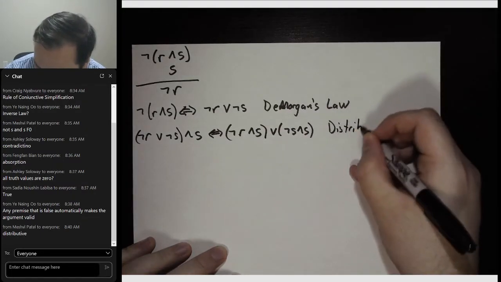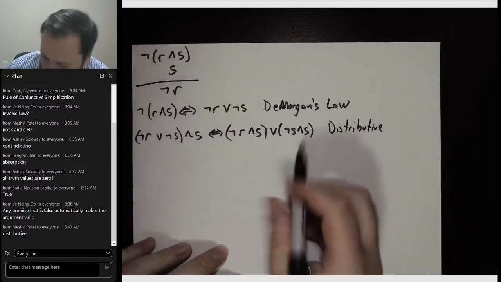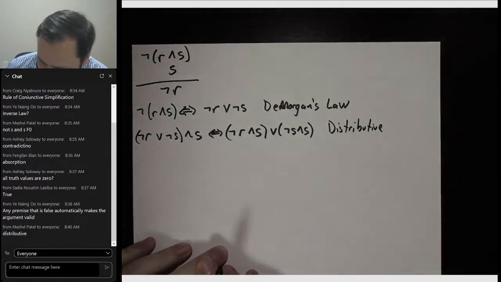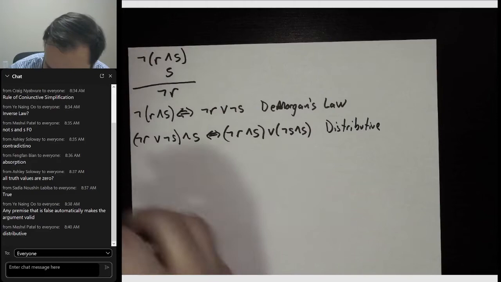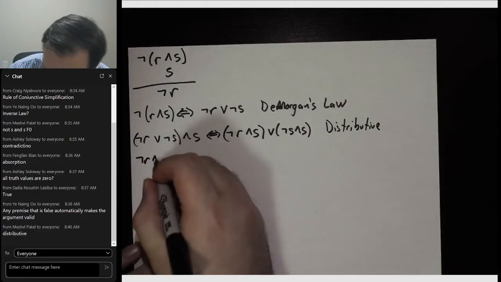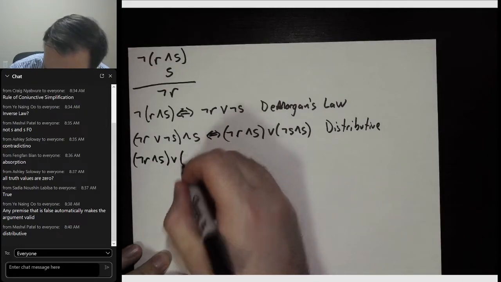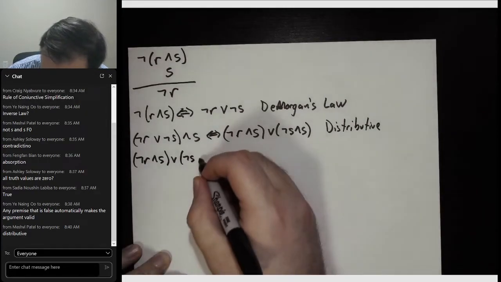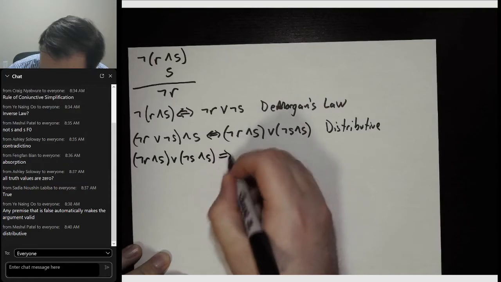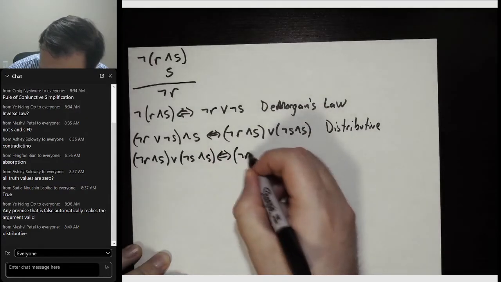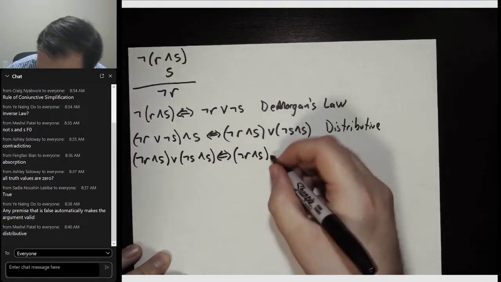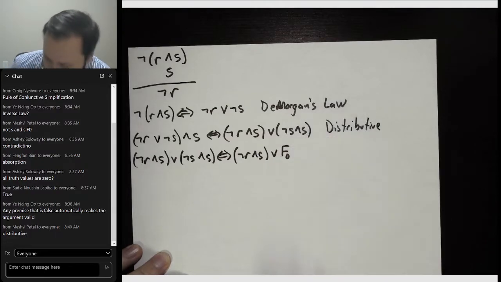Distributive. Not S and S is equivalent to falsehood. So this is not R and S, or I'll just write it again, not S and S. This is logically equivalent to not R and S, or falsehood.